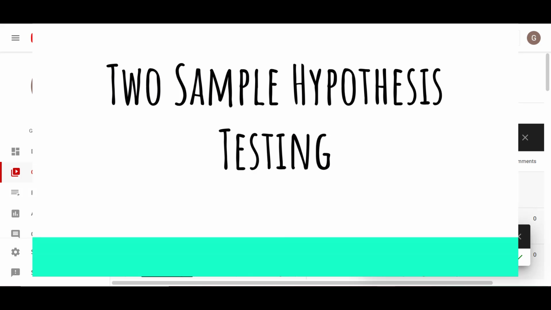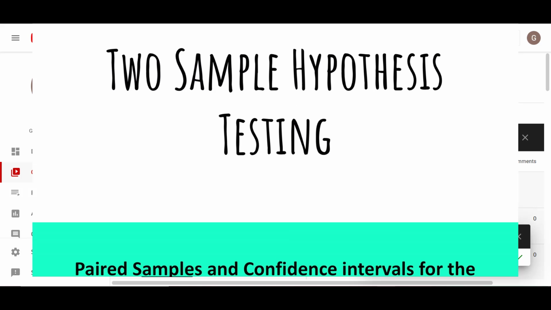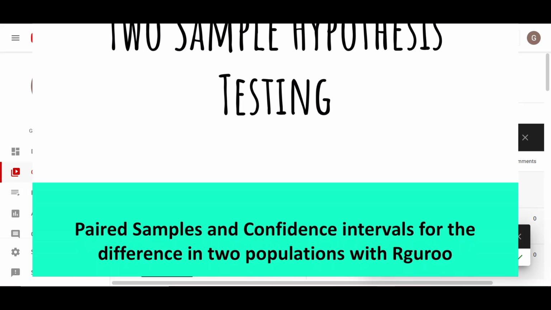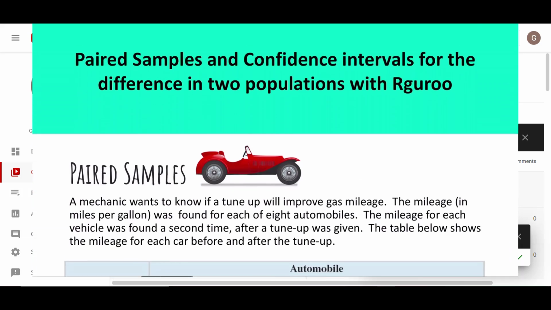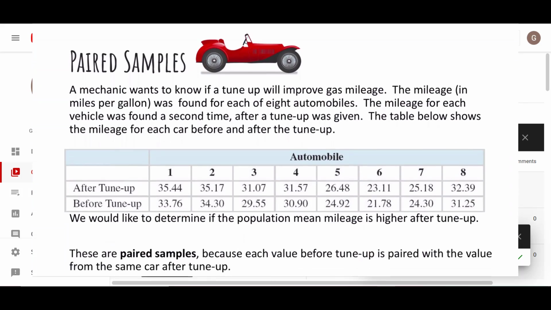We are talking about two sample hypothesis testing, but this time we're talking about paired samples, and we're also going to talk about confidence intervals when you're finding the confidence interval for the difference in two population parameters, and we're going to be using our Rguroo again. So what do I mean by paired samples?